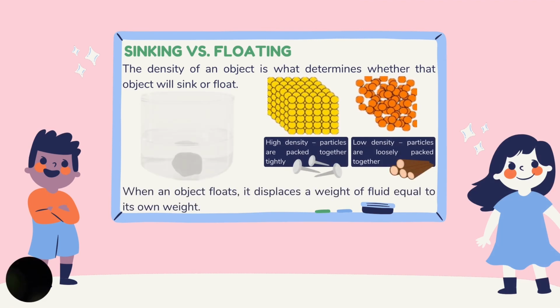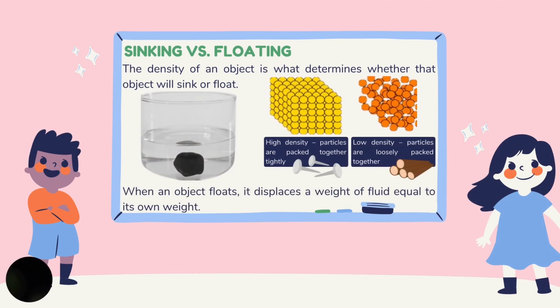Sinking versus floating. The density of an object is what determines whether that object will sink or float. But first, we have to understand what is the meaning of high and low density. High density means particles that are closely packed together tightly like iron nails, while low density means particles that are loosely packed together such as woods.